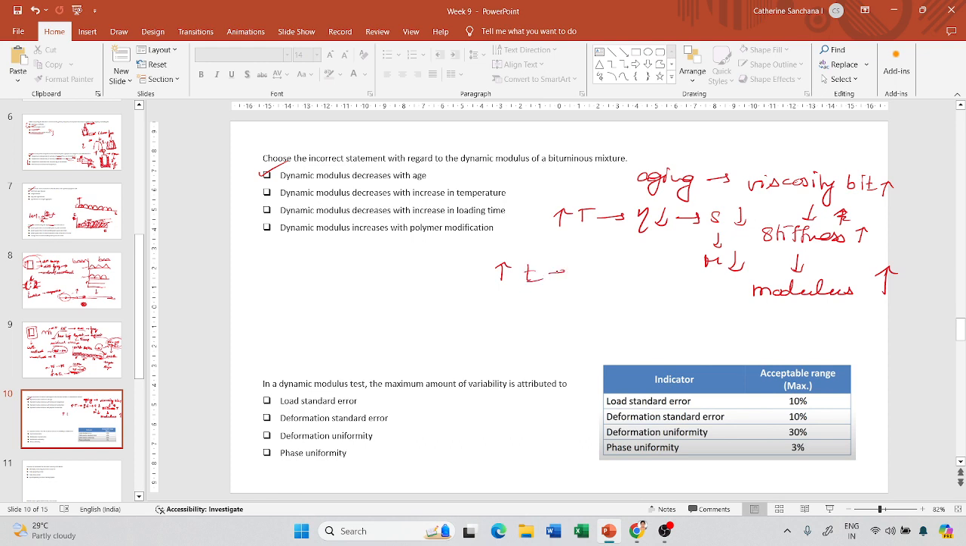Increase in loading time or decrease in frequency. Okay, so if the loading time is increased, which means the frequency is less, right? So in those cases, the material will be fluid like, and if the material is fluid like, then the modulus will be less. If the loading time is decreased, the frequency is increased. So if it is 10 hertz, what is the loading time? The loading time is 0.1 seconds. So if the frequency is increased, the loading time is decreased.